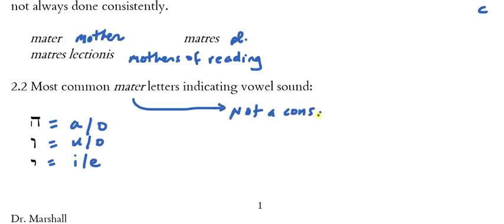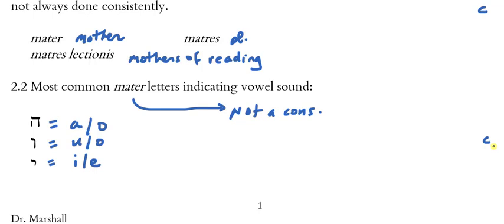They don't represent consonants. They are simply consonant symbols that have been conscripted, forced into this use as vowel markers. So they actually represent vowels here, not consonants. So do not be confused by this.